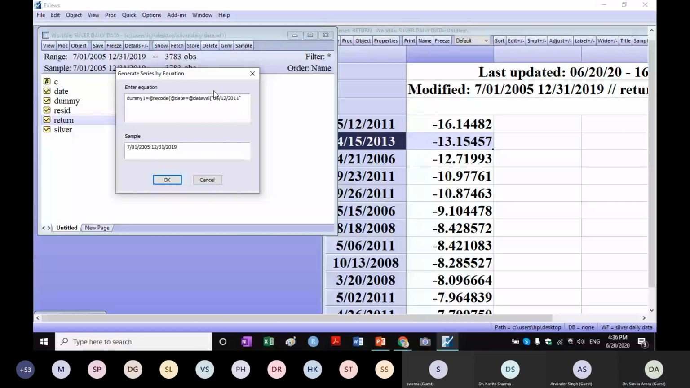And @date is equal to @dateval, within bracket. Second is 15th April 2013, 04/15/2013. Inverted commas close, bracket close. See, then comma 1, comma. I'm copying this formula because we may have to create a dummy variable for minimum values also. Let's check whether our problem has been solved or not.